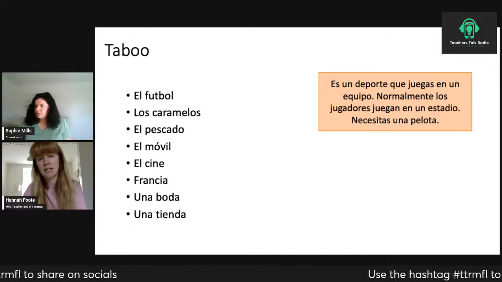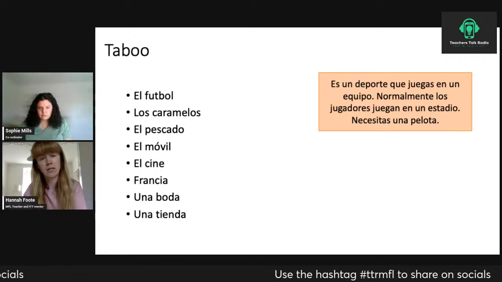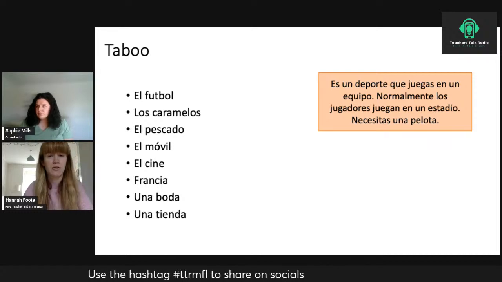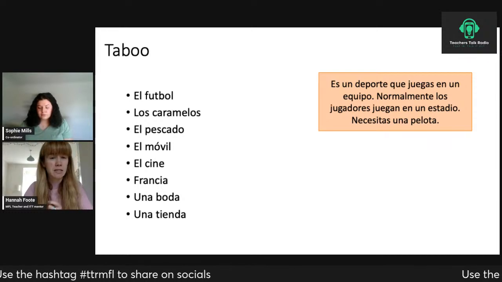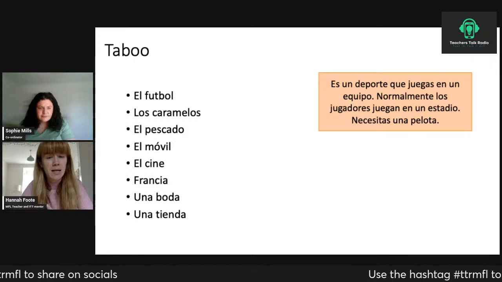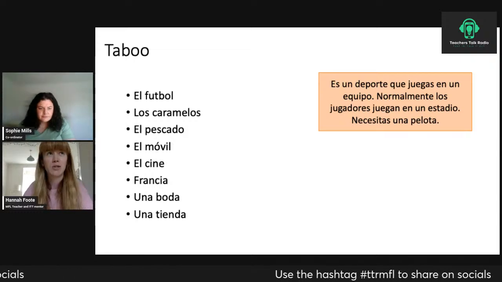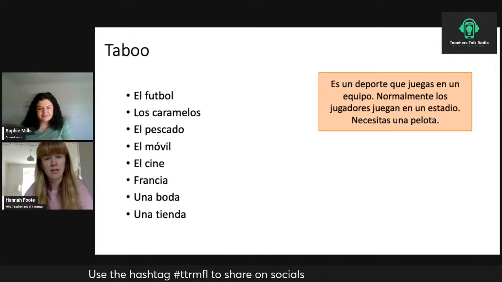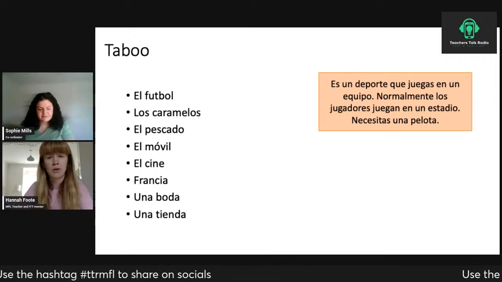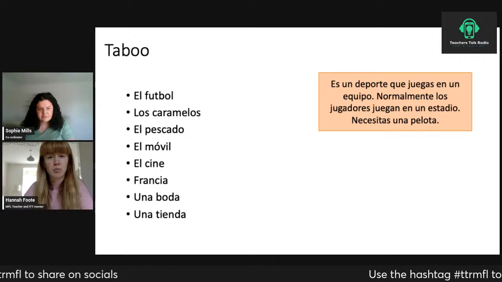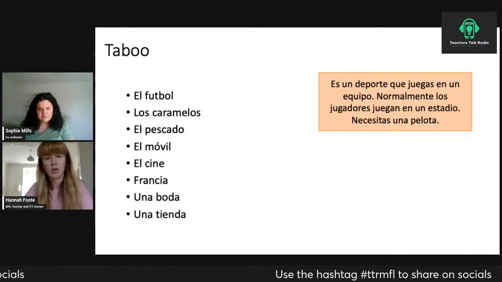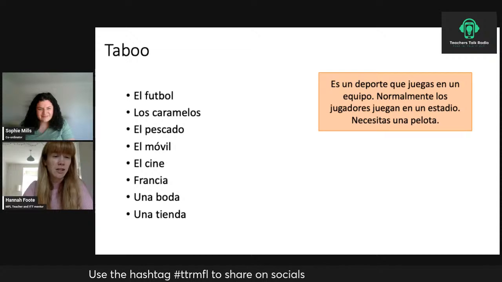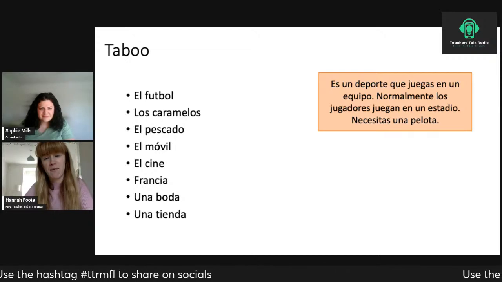So the task is called Taboo, and I would print out each of those pieces of vocabulary, el fútbol, los caramelos, etc. And they'll just have a pile of pieces of paper. Again, they're in pairs, and they would have to try to explain what the word is without saying the word. So you can see the example there of football. So the Spanish there is an example saying it's a sport that you play in a team. Normally players play in a stadium. You need a ball. So hopefully you might get to the answer of football there.